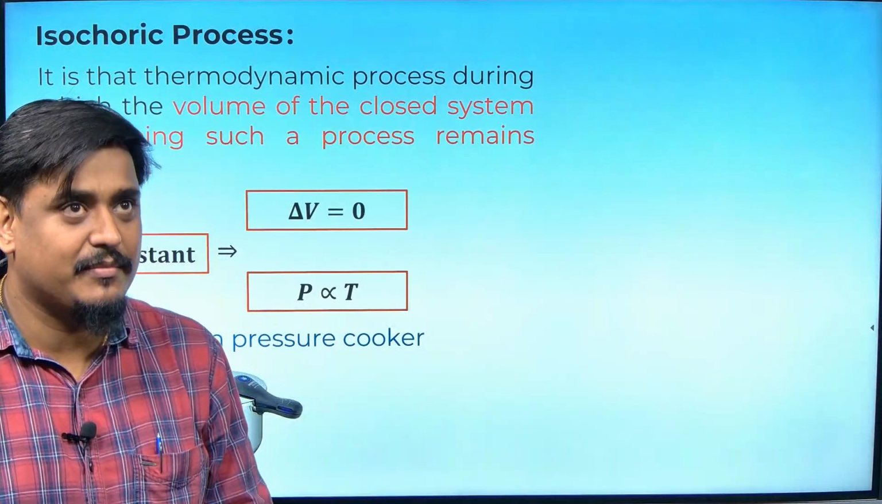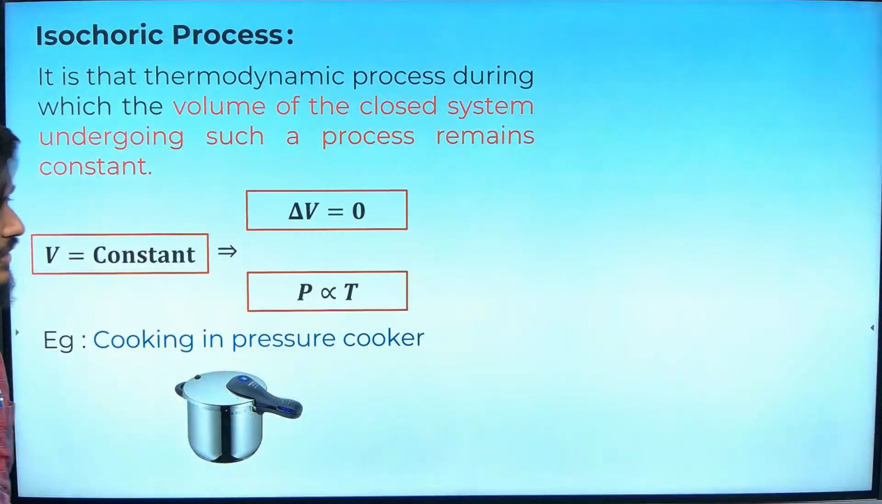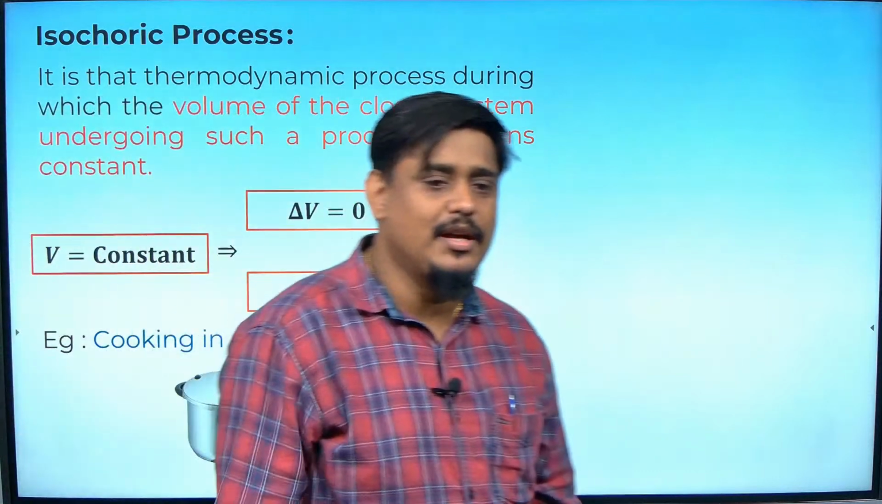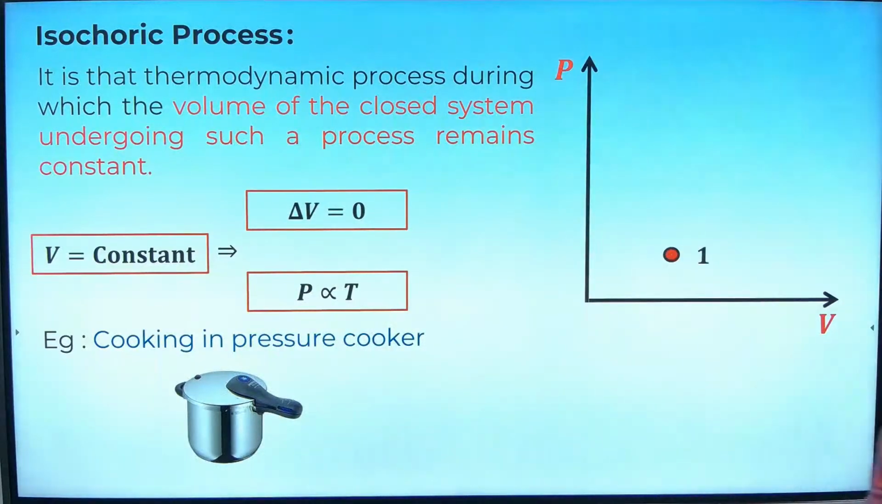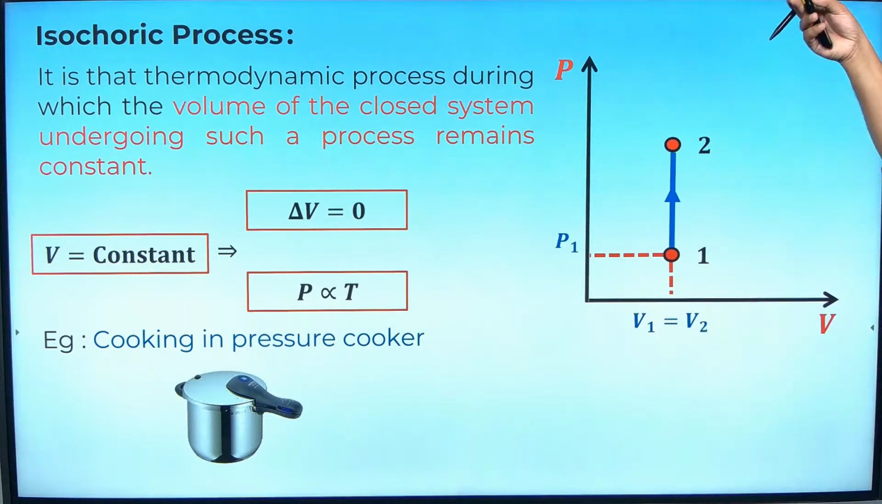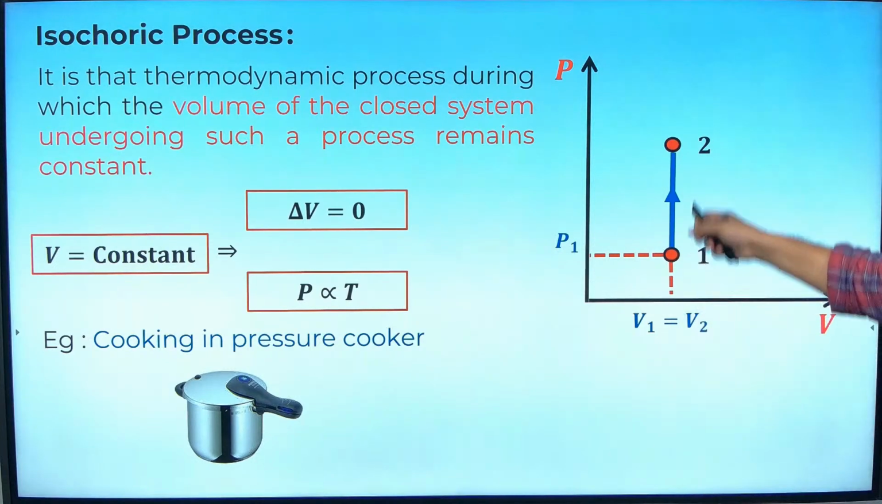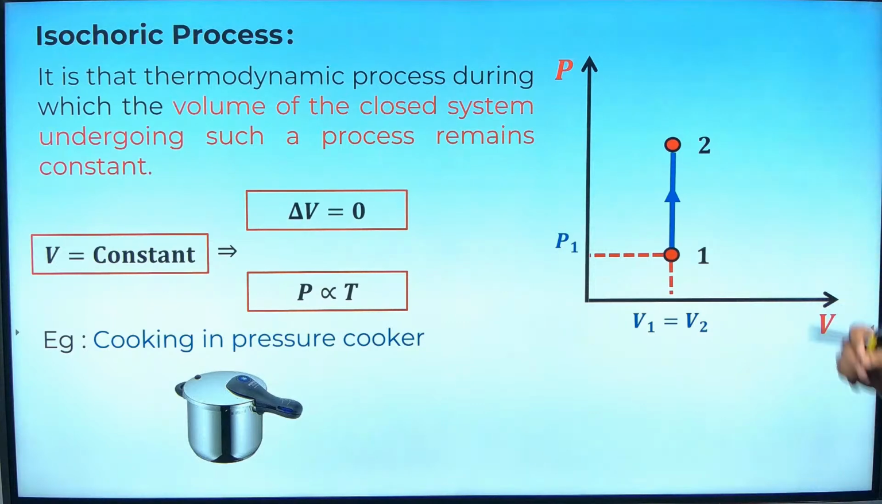So work done will be 0 in this case, right? Obviously 0, because del V is 0, P del V will become 0, work done will be 0, right? So the graph is drawn here, where there is a constant volume, but the pressure is increasing linearly. Can you see how the pressure is increasing? That's why the pressure can cause hazards.